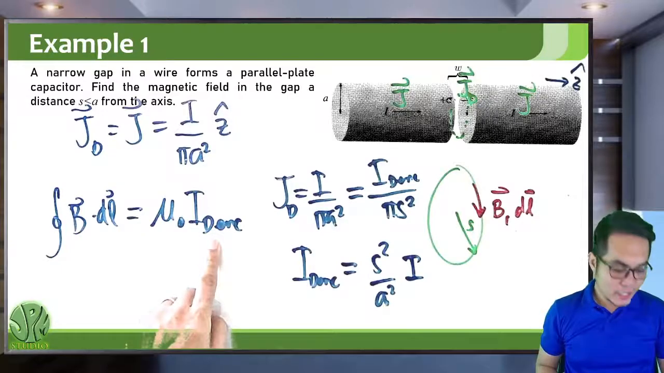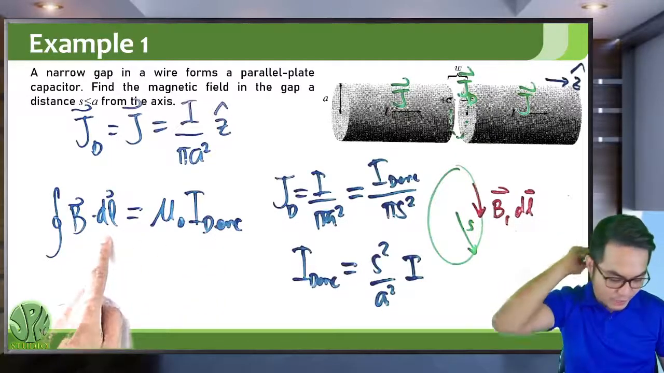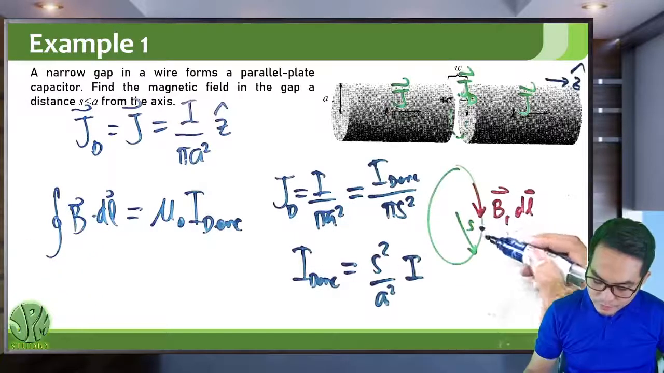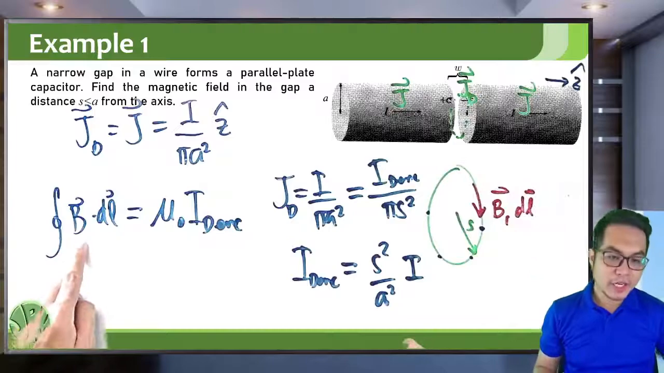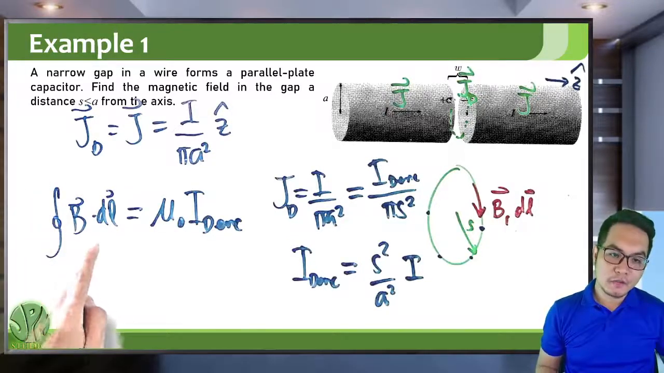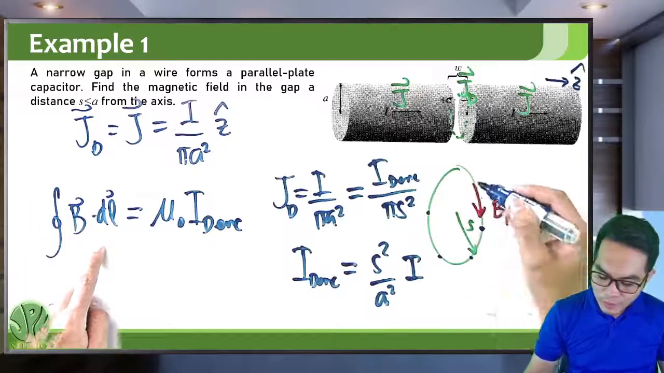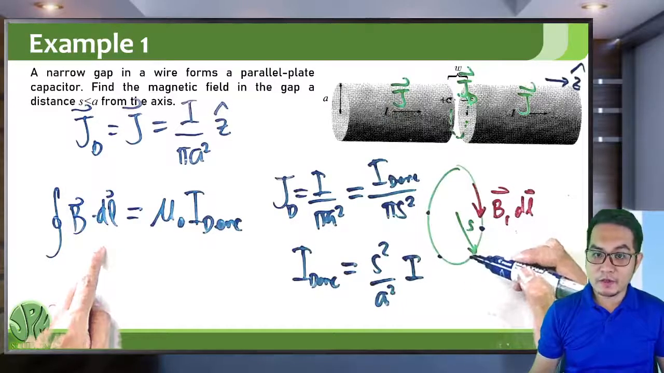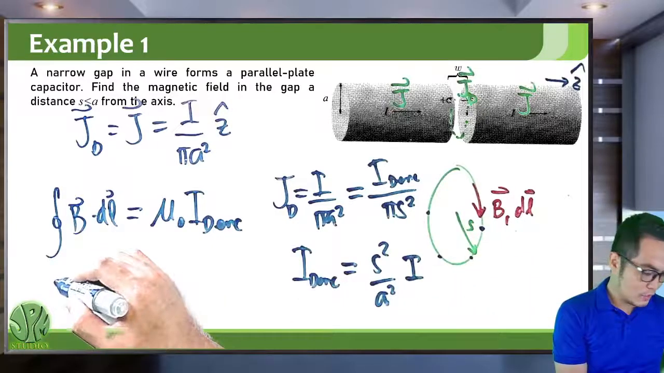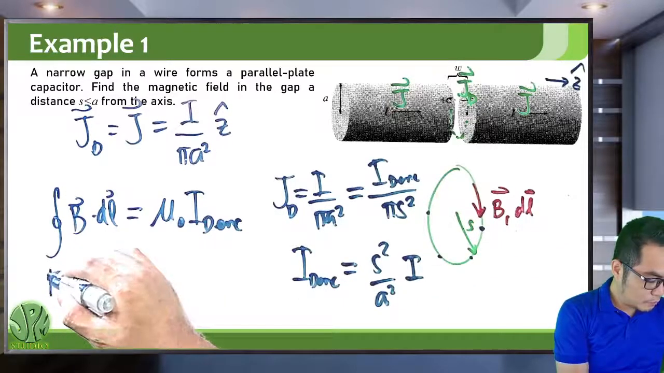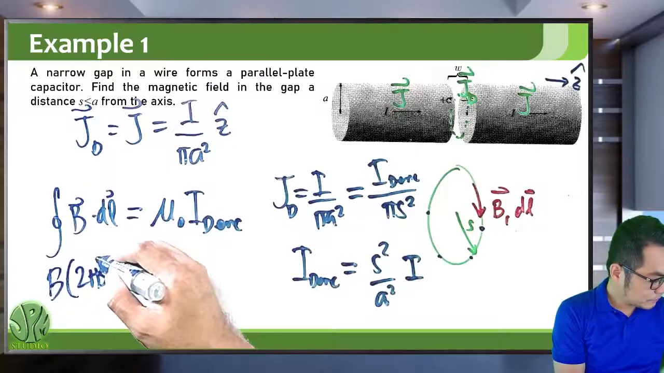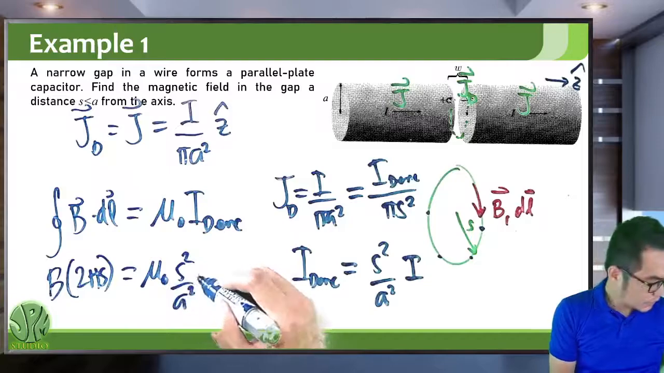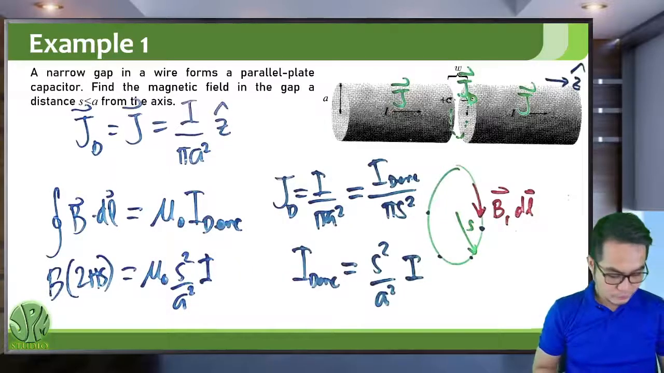You substitute that here, so B and dl are the same direction, and the magnitude of B is just the same at all points in the loop, meaning you can take it out of the integral, and you have the closed integral of dl, which is just the total length of our Amperian loop. The total length of our Amperian loop is just the circumference of the circle, which is 2 pi s. So we will have B times 2 pi s is equal to mu naught s squared over a squared I.